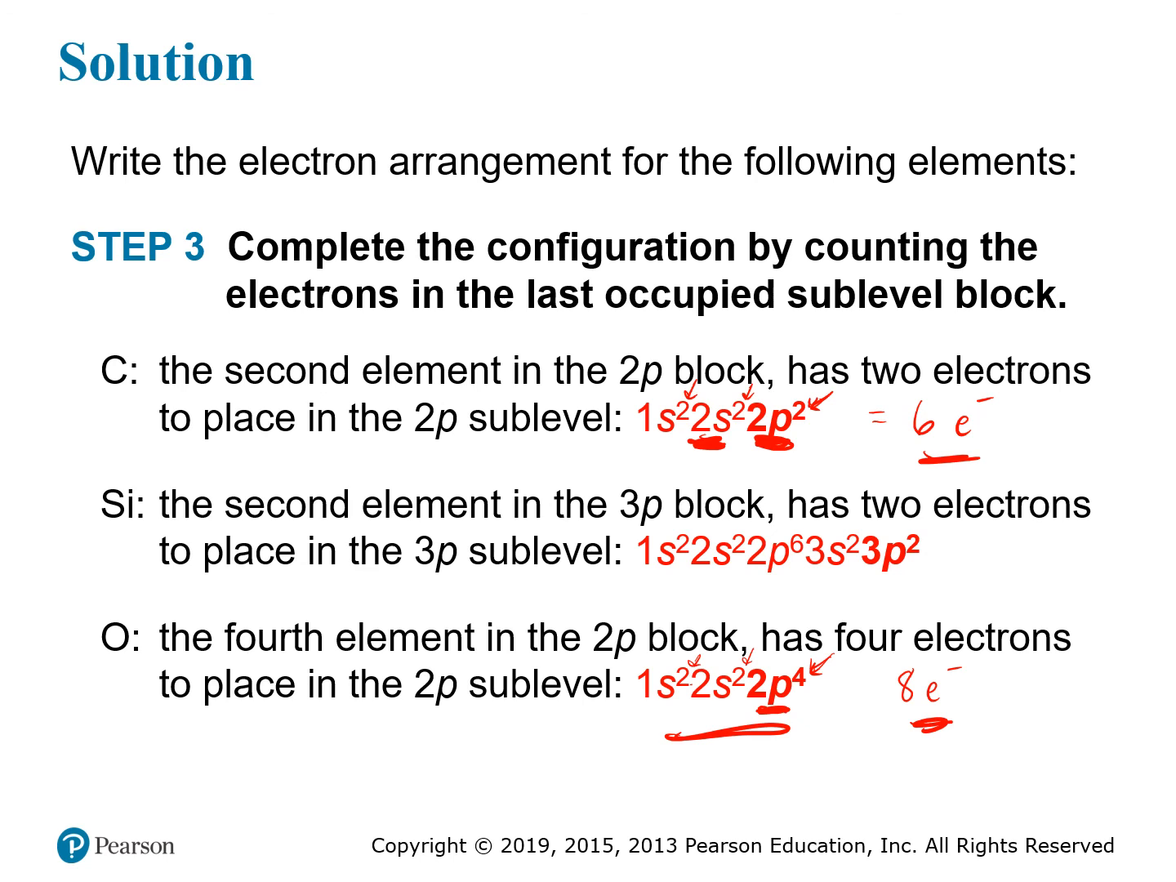And then silicon, we saw that we filled the n equals 1 row, we filled the n equals 2 row, the second period, we filled the s block of the third period, and now we need to count into the p block of the third period. It's 2 columns in, just like carbon is 2 columns in. Silicon is right below it, so it's 2 columns in, or 2 electrons, but instead of being in the 2p, it's in the 3p sublevel. And so again, we have 2 plus 2 is 4, plus 6 is 10, plus 2 is 12, plus another 2 is 14 electrons. And silicon is atomic number 14, so this is the complete configuration for silicon.